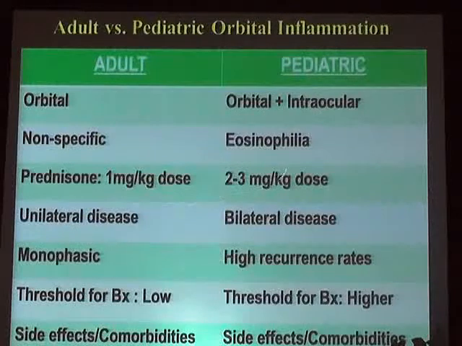We already talked about a higher dose of steroids in children compared to adults. There is a greater risk of bilaterality and systemic disease involvement in pediatric orbital inflammatory disease compared to adult orbital inflammatory disease. So you want to keep that in mind. You can have a higher recurrence rate, with more likelihood that a pediatric orbital inflammatory patient is going to require immunosuppressants rather than just one-time steroids as well. Only problem is a higher threshold for biopsy and the side effects are slightly different.